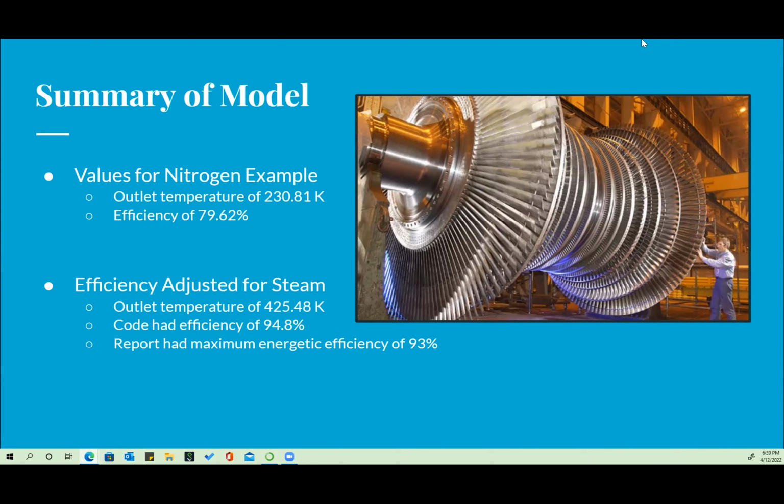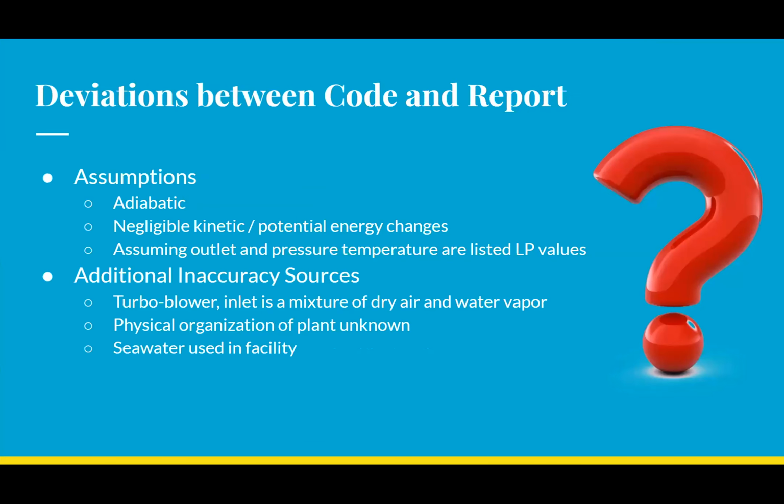Now, that is still a slight difference, and a few of the reasons could be the fact that we assumed that our turbine was both adiabatic and that there were negligible kinetic and potential energy changes, which in and of themselves for turbines are generally reasonable assumptions, but we don't know the physical organization of the plant, so we can't say for certain whether they are negligible. And we also took the report at face value whenever we used our low pressure and high pressure values and then an outlet.